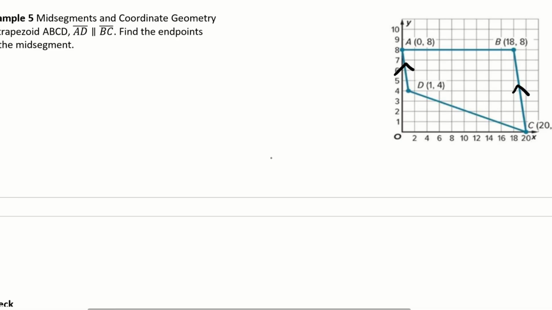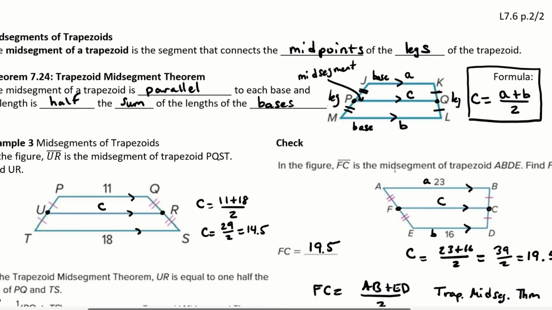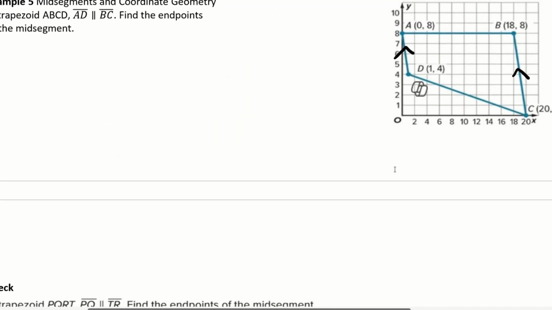In order to find the mid-segment, we know by definition it has to be parallel to the bases. So it has to be something like this, where it's parallel. And it has to connect the midpoints, right? That's the definition: a mid-segment connects the midpoints of the legs, okay? Well, here, the legs are AB and DC. So we need to find the midpoints, okay?